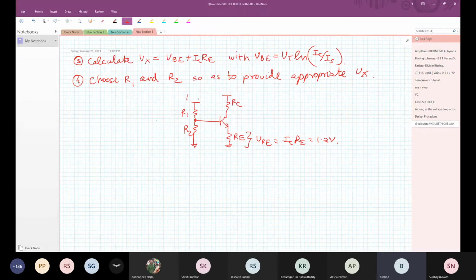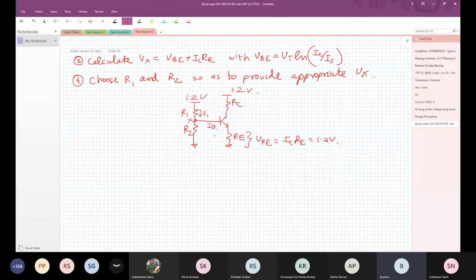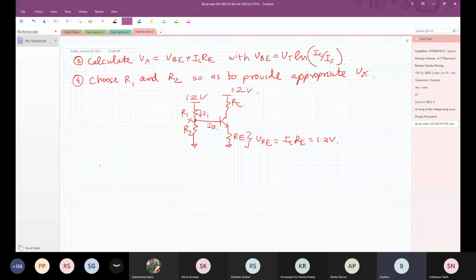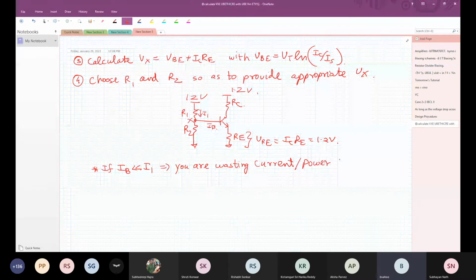Now, one important thing: when you are building a circuit, the battery life of the circuit has to be as large as possible, because you yourself hate to change the battery every few days, right? You want the battery life to be infinite. When we analyze this circuit to find this node voltage Vx, case 1 was much simpler to analyze because IB is much smaller than I1. But that means you are burning a ton of current in R1 and R2. IB much smaller than I1 implies you are wasting current and power to generate Vx.